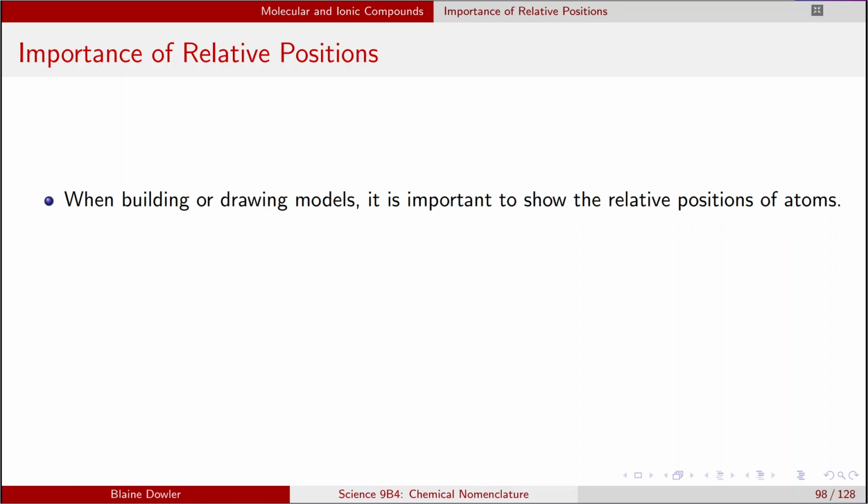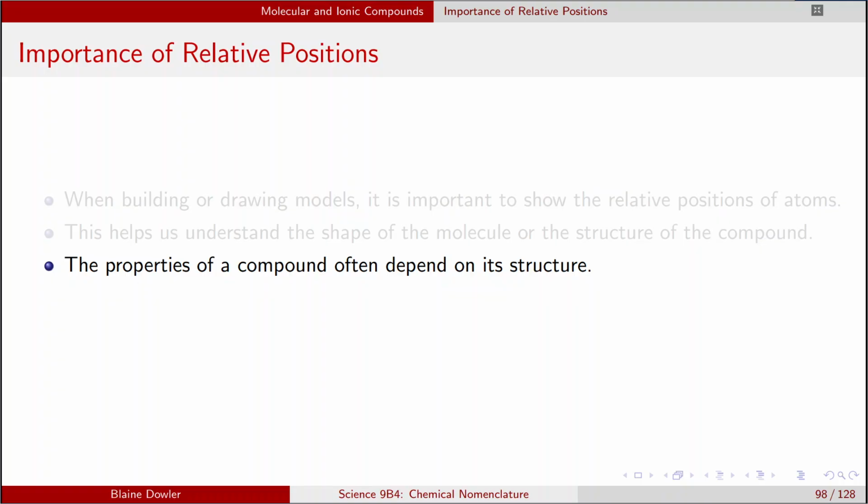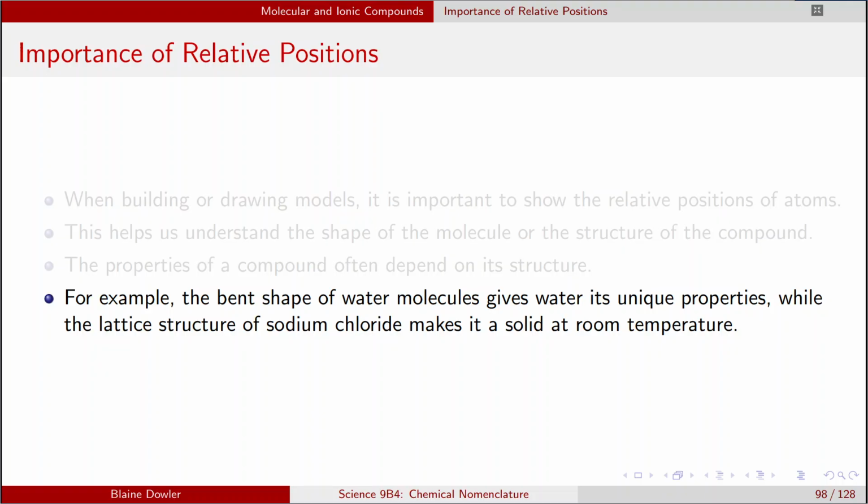So, the importance of the relative positions. When building or drawing models, it is important to show the relative positions of atoms. That means where they are compared to each other, because in the real world, the molecules tend to be free to turn around and move. This helps understand the shape of the molecule or the structure of the compound. The properties of a compound often depend on its structure. For example, the bent shape of water molecules gives water its unique properties, while the lattice structure of sodium chloride makes it a solid at room temperature.